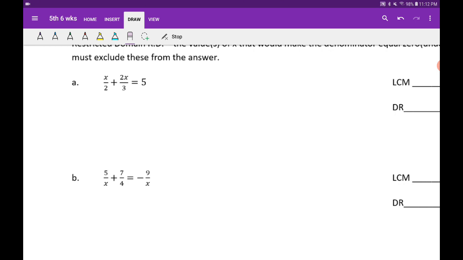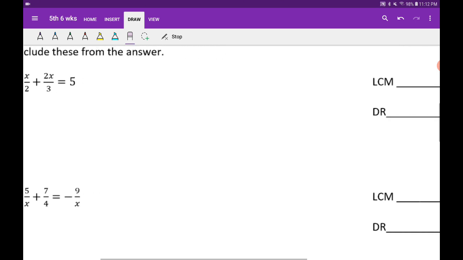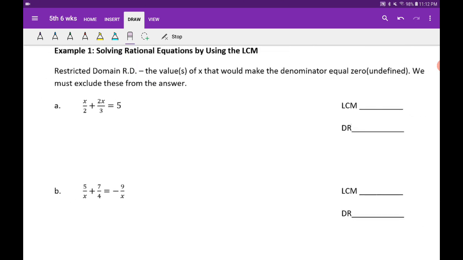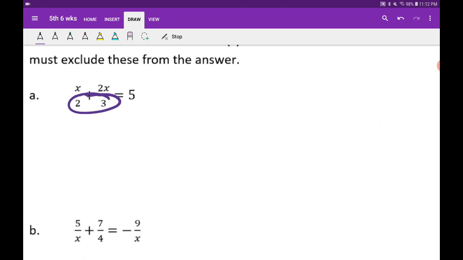Okay, so we look at example A. This is basically a review from earlier in the week. There is no domain restriction here, so I'm going to go ahead and just write none right away. How do I know that? Well, if I look at my denominator, there's no variable down there, so there's no number x can be. We just have a 2 and a 3. Those aren't going to just magically change. So no domain restriction here.